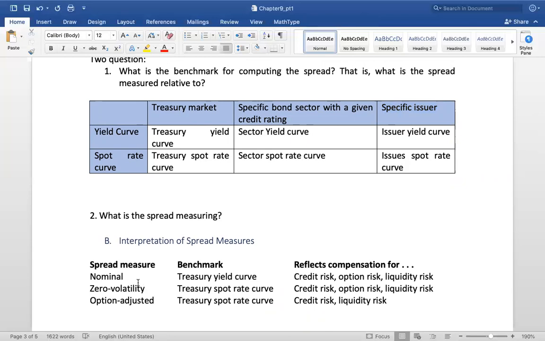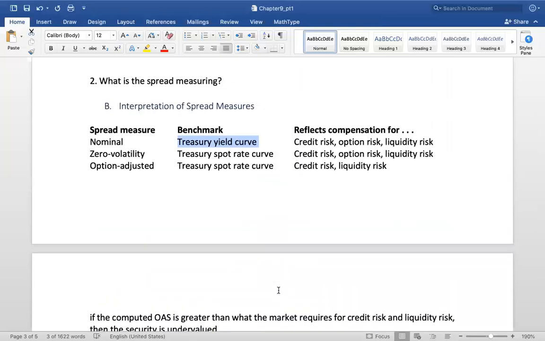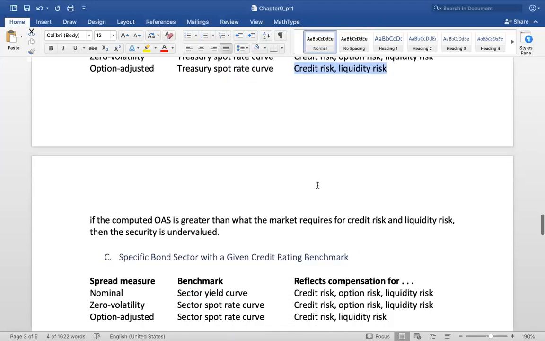A nominal spread, if its benchmark is the treasury yield curve, measures credit risk, option risk, and liquidity risk. The zero volatility spread also measures these 3 things, whereas the option adjusted spread only measures credit risk and liquidity risk, as it is already adjusted for option risk.